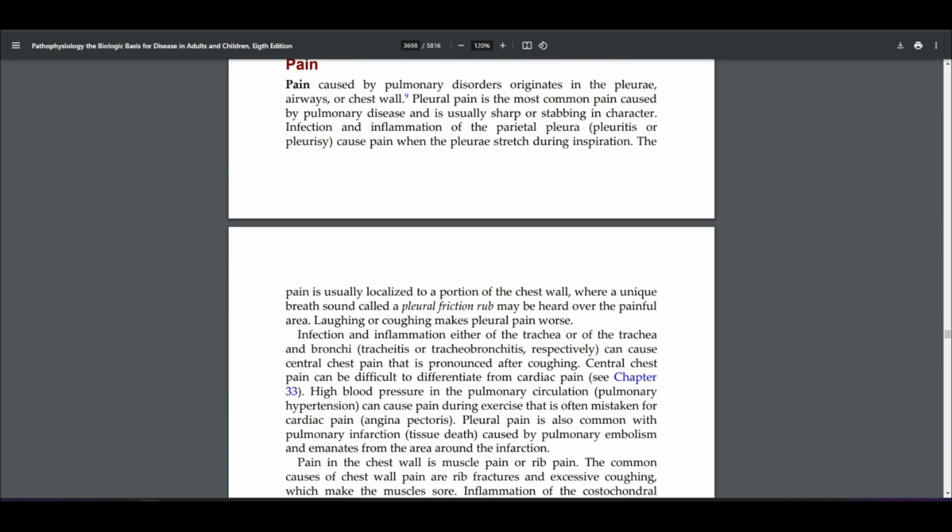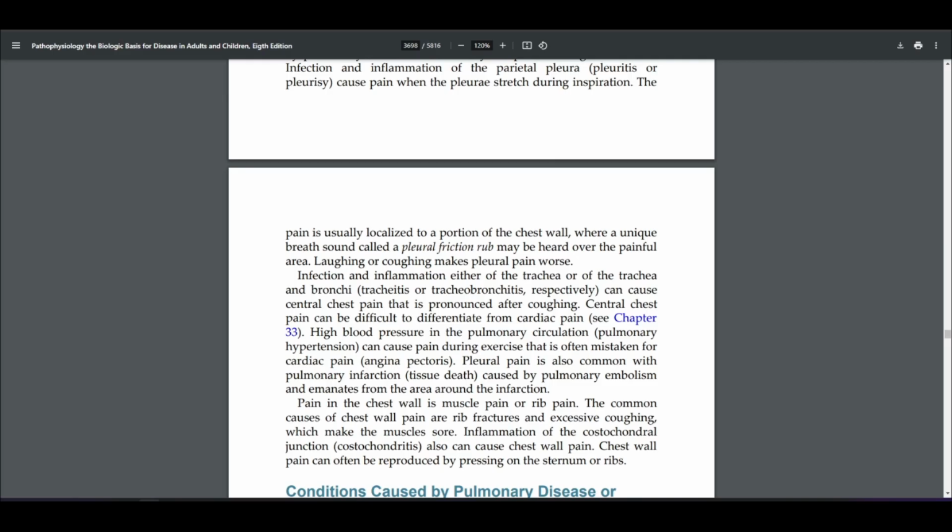Pain. Pain caused by pulmonary disorders originates in the pleura, airway, or chest wall. Pleural pain is the most common pain caused by pulmonary disease and is usually sharp or stabbing in character. Infection and inflammation of the parietal pleura, pleuritis or pleurisy, cause pain when the pleurae stretch during inspiration. The pain is usually localized in a portion of the chest wall, where a unique breath sound called a pleural friction rub may be heard over the painful area. Laughing or coughing makes pleural pain worse.